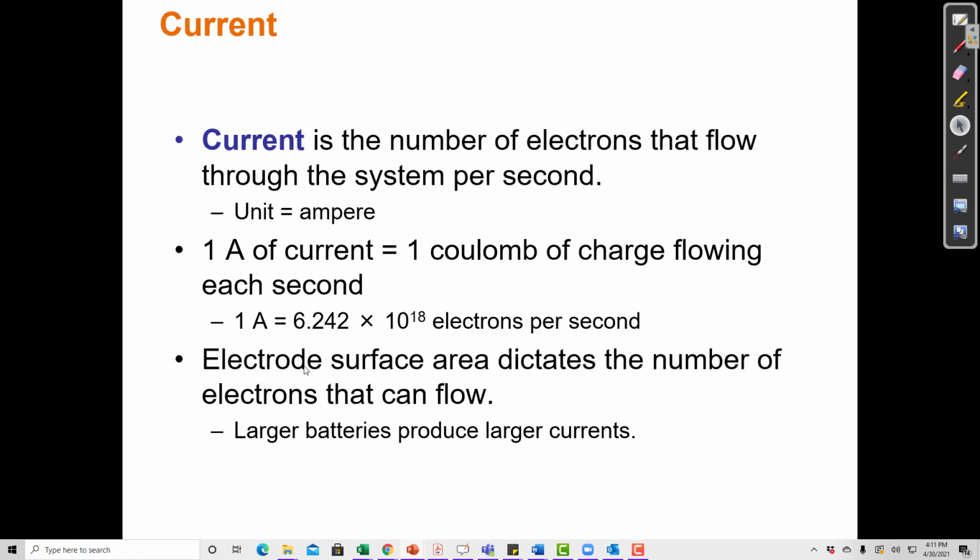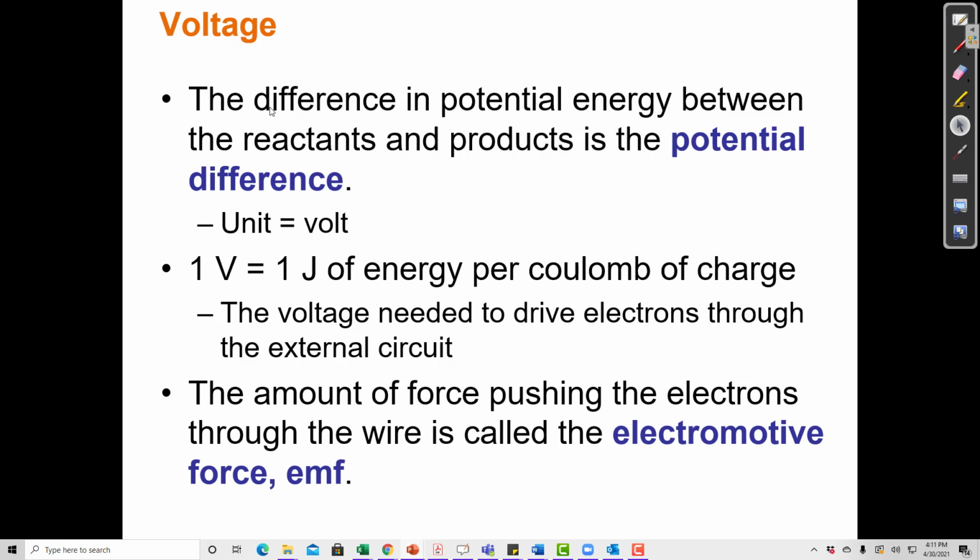Electrode surface area dictates the number of electrons that can flow. Larger batteries produce larger currents. The voltage is the difference in potential energy between the reactants and products. That's the potential difference. We usually measure the voltage, or the potential difference, in volts.